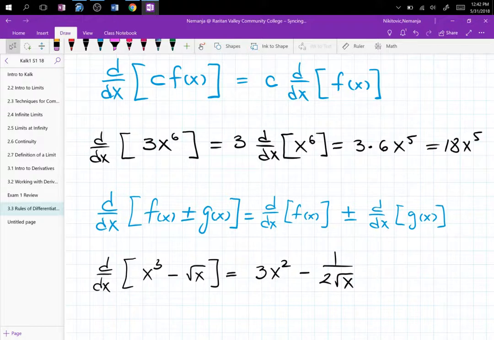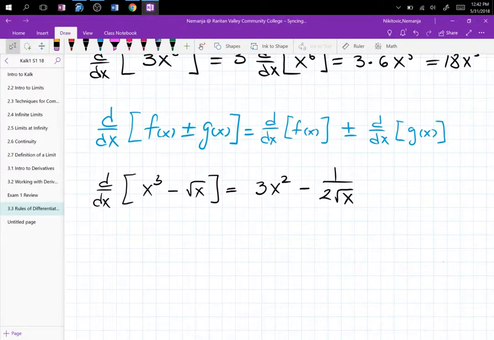So the first rule up there tells us that we can kick the constant outside. The second rule tells us that if we have addition and subtraction, so we have multiple terms in the function, each term will be differentiated separately. We don't have to worry about any other terms. We just do one at a time.